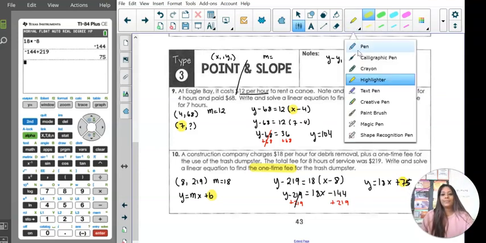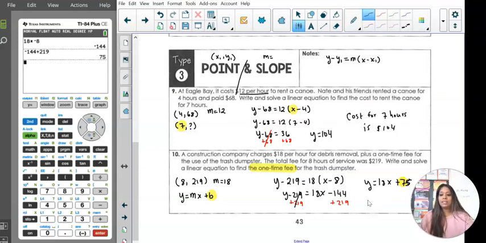Okay, so that's my answer, guys. So my one-time fee is $75. That's my answer. Let's try the next page.